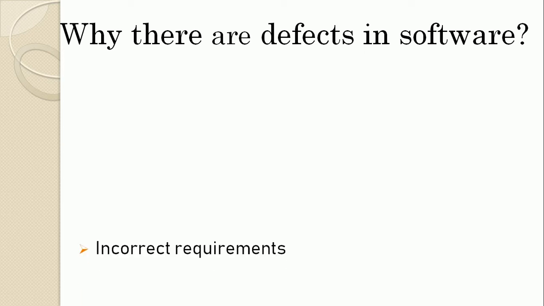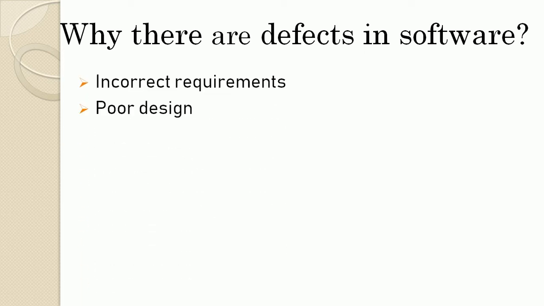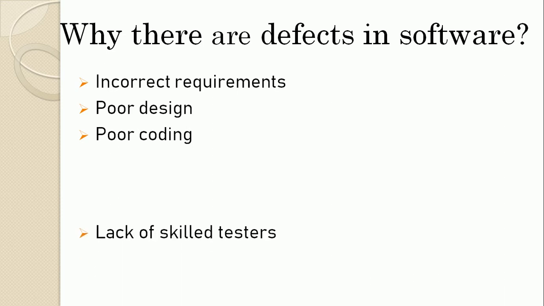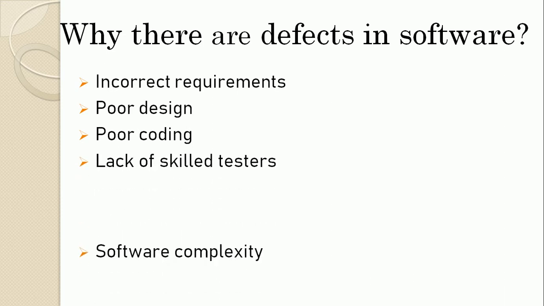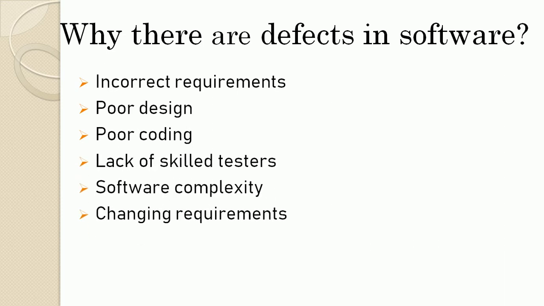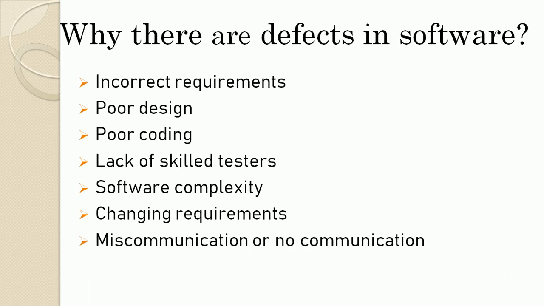So there are some common reasons, that is incorrect requirements, poor design, poor coding, lack of skilled testers, software complexity, changing requirements, miscommunication or no communication between the team. So a solution for this is software testing. We need to test the software application before these defects are seen by the end user. So the question is when to start software testing.